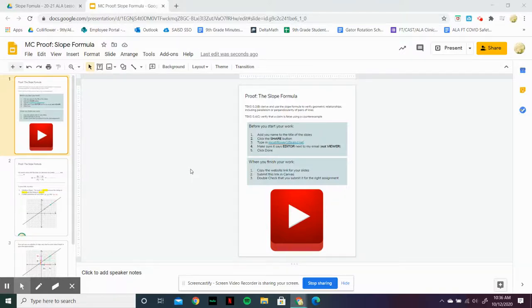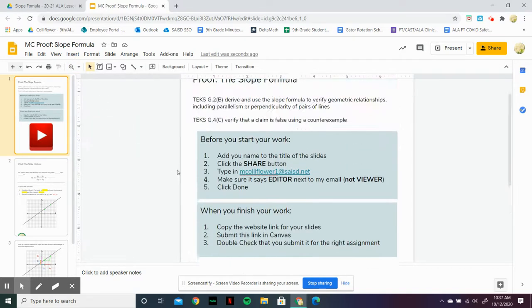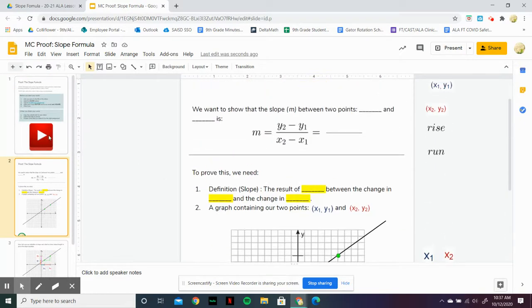Hello. In this video, we are going to complete a proof of the slope formula. The first thing you're going to want to do is click the zoom button and at least get to 100% so that you can read this better.